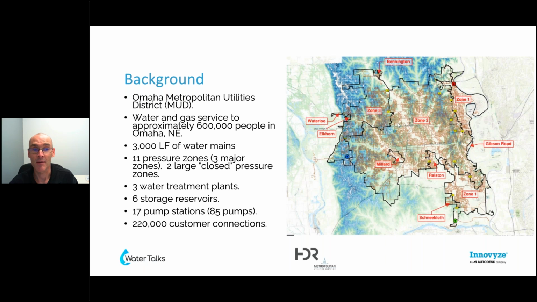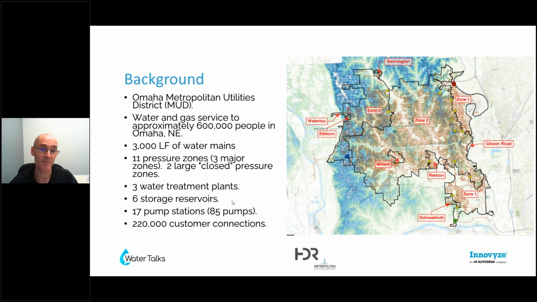So to give you an idea, there's a total ADD, average day demand, of about 80 million gallons per day. 50 of that, so a large percentage of that, is in this middle zone, this zone 2. So both in terms of demand and pure geographic area, we've got a very large closed pressure zone that again presents some challenges. So 3 water treatment plants, 6 storage reservoirs. There's really only 3 of those that are major storage reservoirs. The others are in some of the smaller zones, and they don't really significantly impact the system.